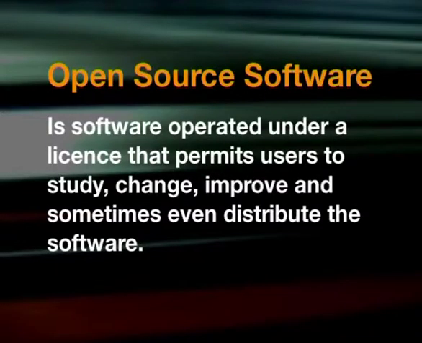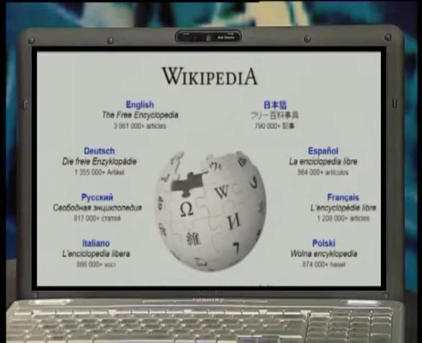Can I just modify any existing software? If it comes close to solving your problem and is open source software, that's your best option. What is open source? Open source software is software operated under a license that permits users to study, change, improve, and sometimes even distribute the software. For example, Wikipedia. This is a free online encyclopedia that anyone can edit.